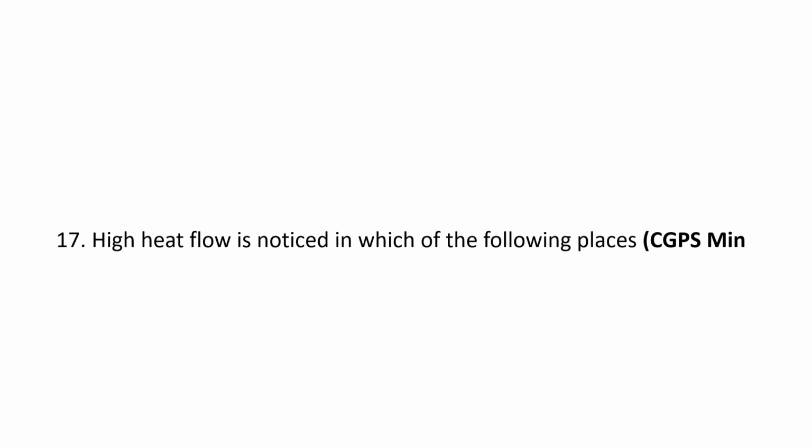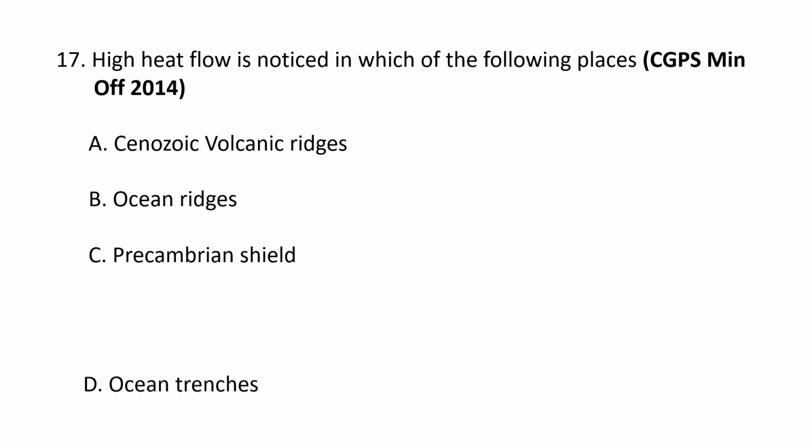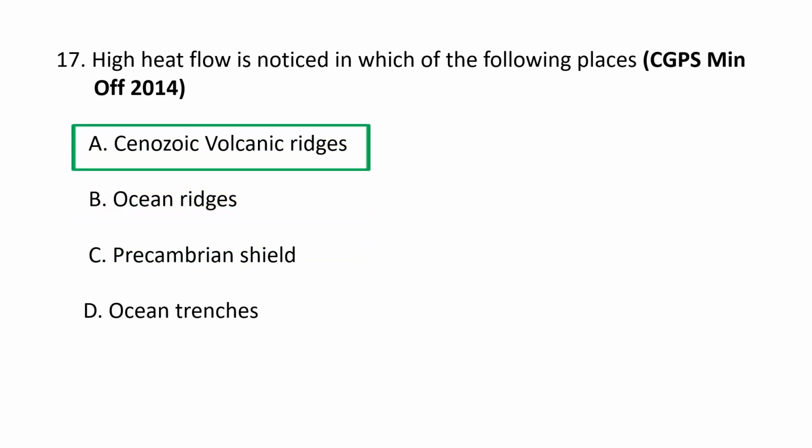Next question. High heat flow is noticed in which of the following places? A. Cenozoic volcanic ridges, B. Ocean ridges, C. Precambrian shield, and D. Oceanic trenches. High heat flow is noticed in Cenozoic volcanic ridges. This is because these features are typically formed by active or recently active volcanic activity, which is directly linked to the rising of hot magma from the Earth's mantle, resulting in elevated heat flow in the surrounding area. Essentially, where there is significant volcanism, there is usually a higher heat flow. So high heat flow is noticed with the Cenozoic volcanic ridges. A is the correct option.